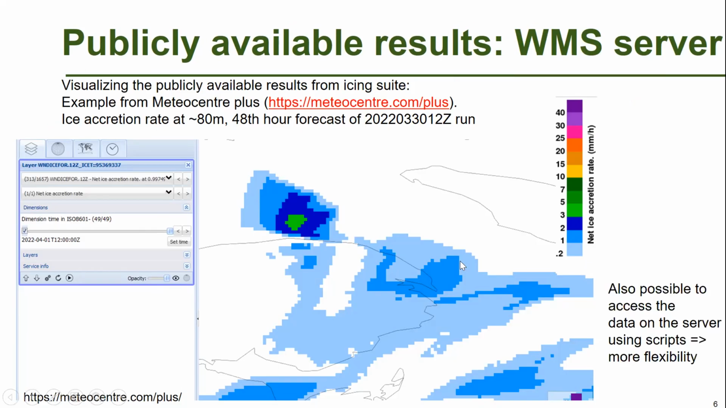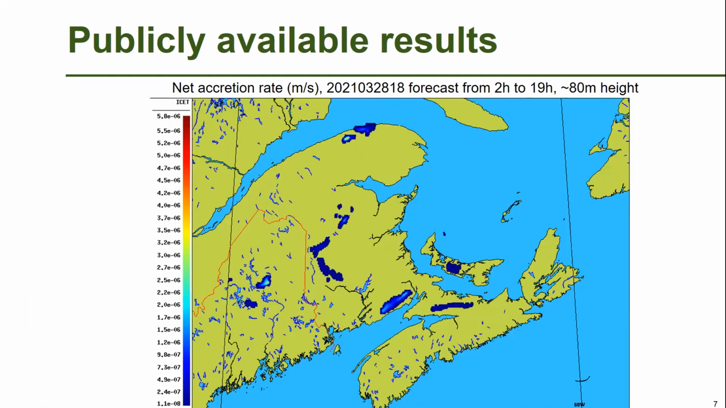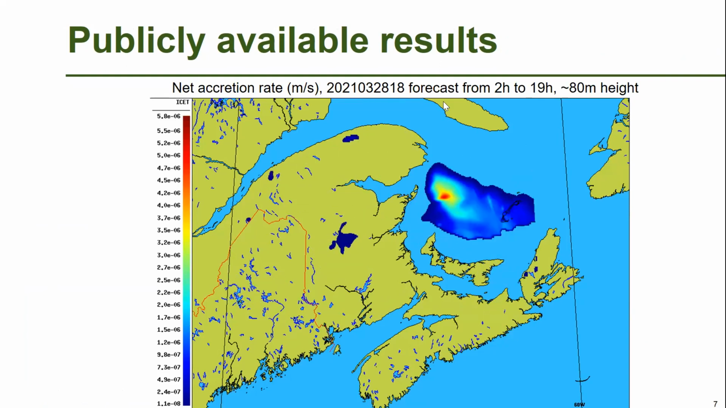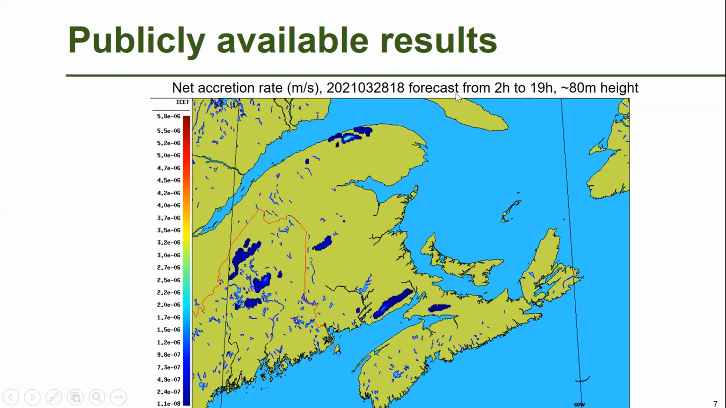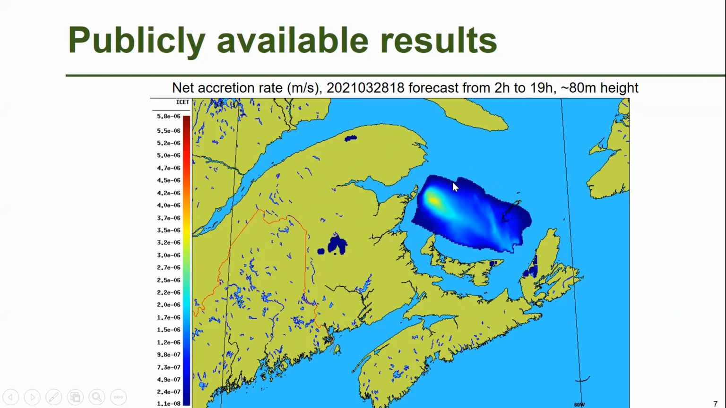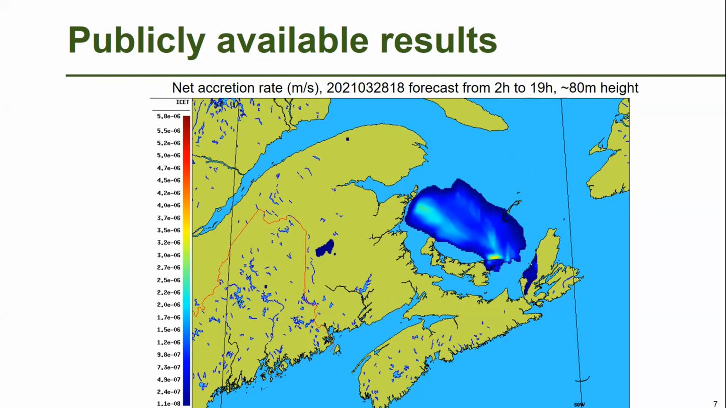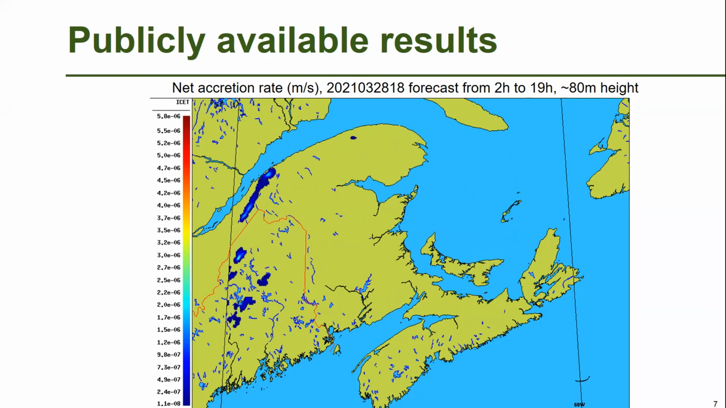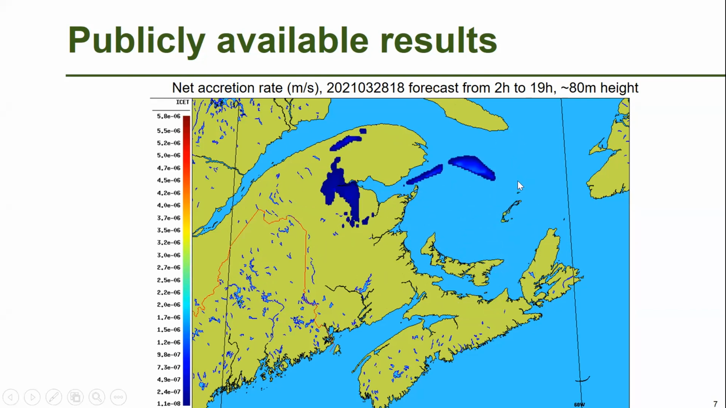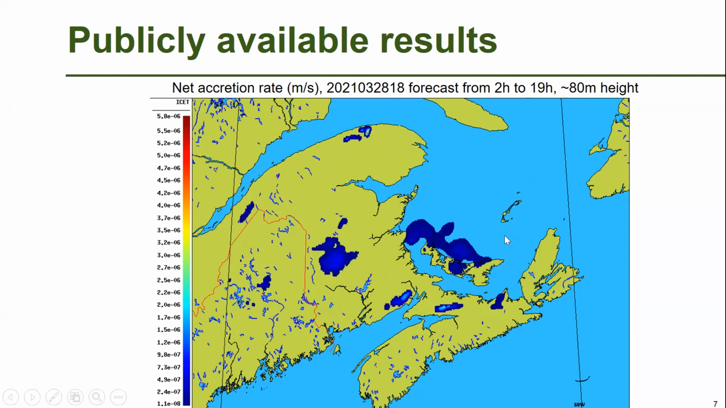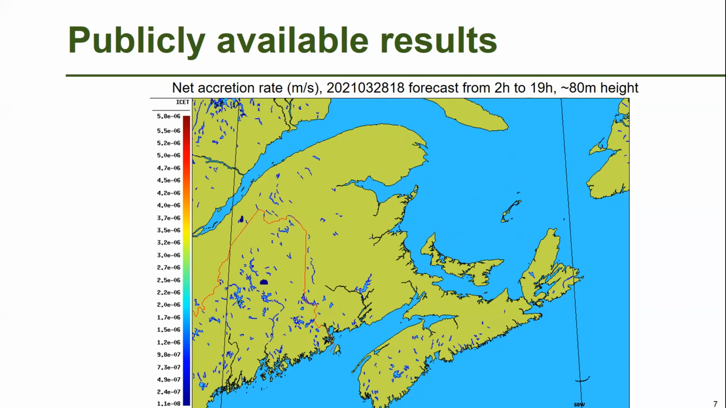Sorry, I went too fast. So what I show here is net accretion rate in meters per second at a model level of about 80 meters, for a run in late March last year. It's shown here as a video that is made up by superimposing icing map forecasts for 18 hours. And you can see that you have an imported system that is forecast to produce icing that is to travel in the zone. So you can see that we can develop quite interesting, very interesting products by accessing these data.